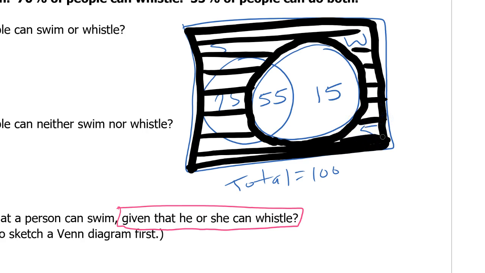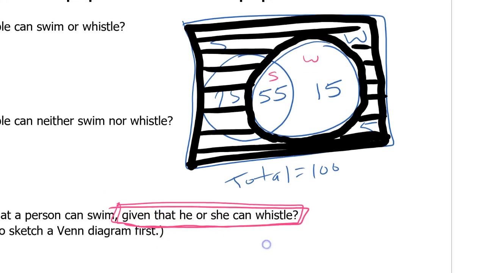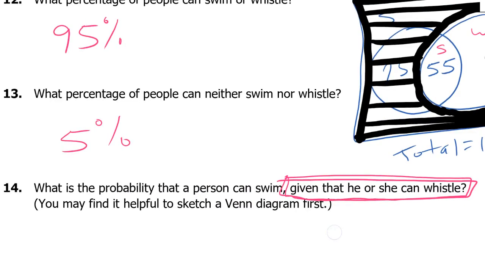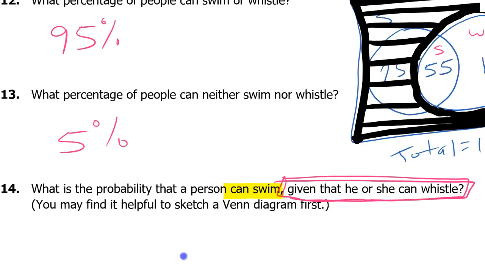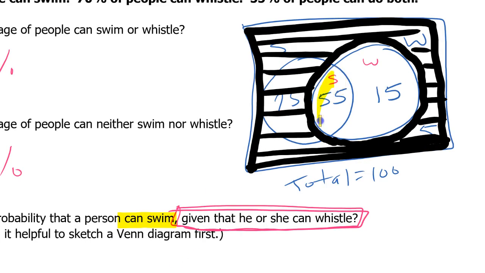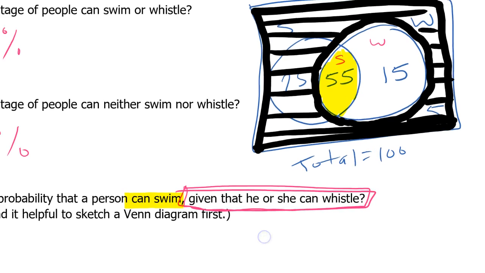So this is the new universe. Keep in mind that this part is still swimming and this part is still whistling. Now that we have shrunken the universe down to only this, we can go ahead and calculate the probability that they're asking us for. What is the probability that a person can swim? That's this part of the graph right here. These are the swimmers in the new smaller universe.